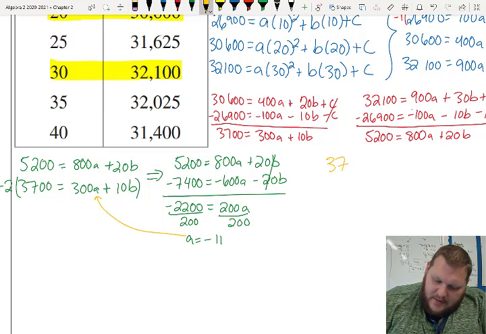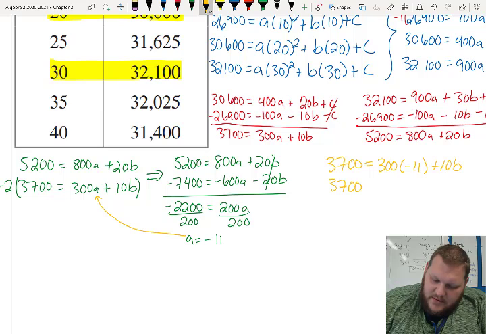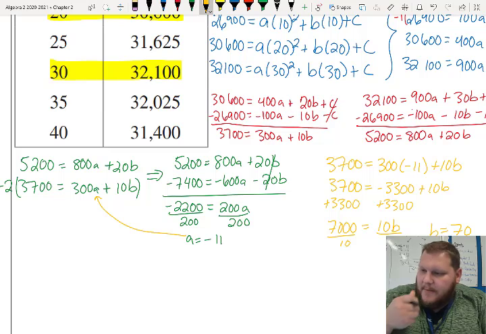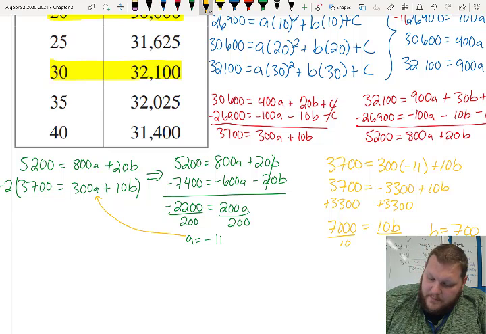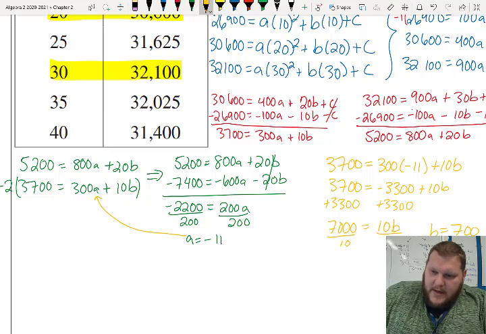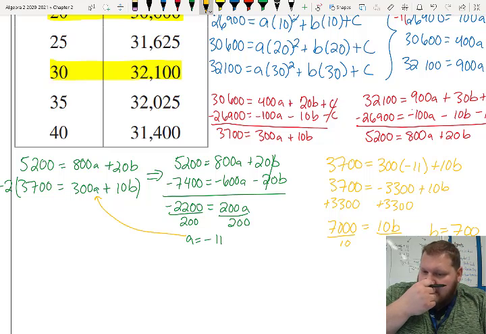So if we did that, 3700 equals 300 times negative 11 plus 10B. That's 3700 equals negative 3300 plus 10B. So I add 3300 on both sides. I get 7000 equals 10B. So I divide by 10 on both sides, and we get that B is, sorry, 700. All right, so we've got our B, we've got our A, we just need to find C.